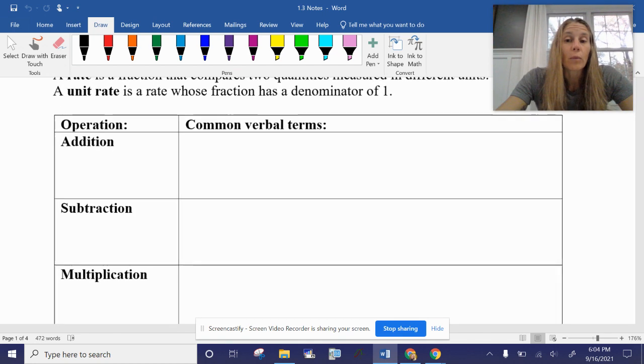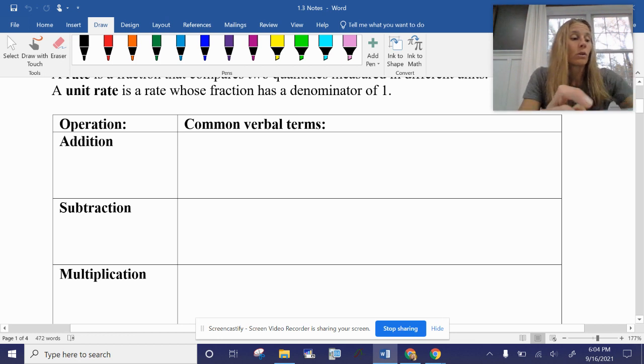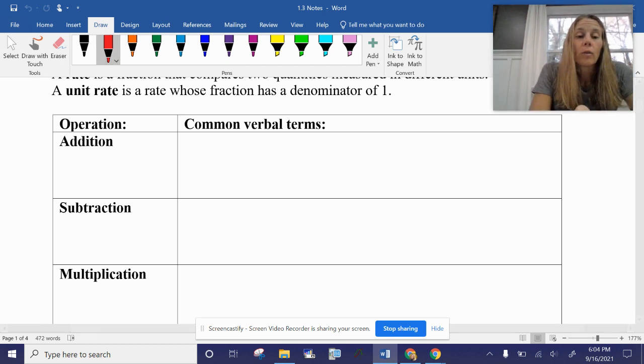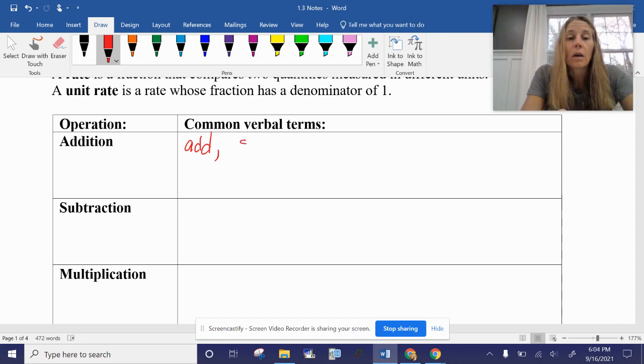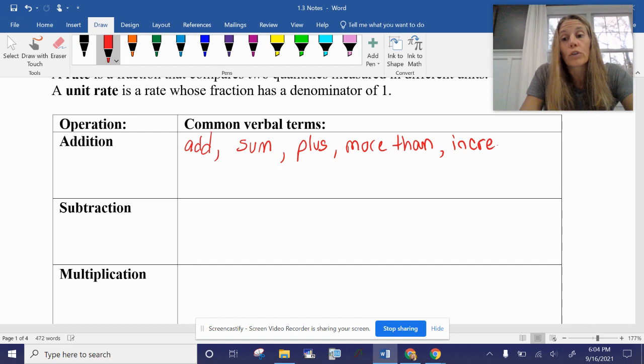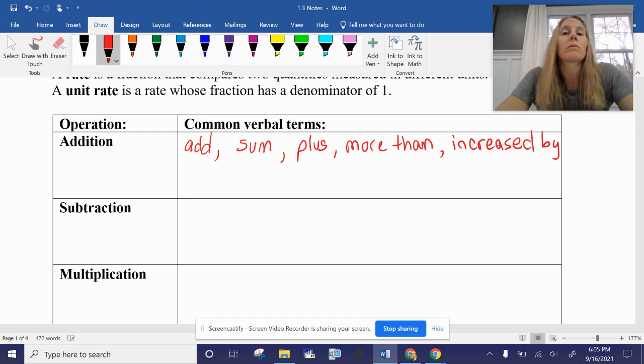So the first operation that we'll talk about here is addition. Some of the words that refer to addition would be obviously add, or any version of that word, like in addition to. Some indicates that we're going to be adding something, maybe the word plus, more than, also increase or any other version of that word. So maybe increased by or increasing or something to that effect.